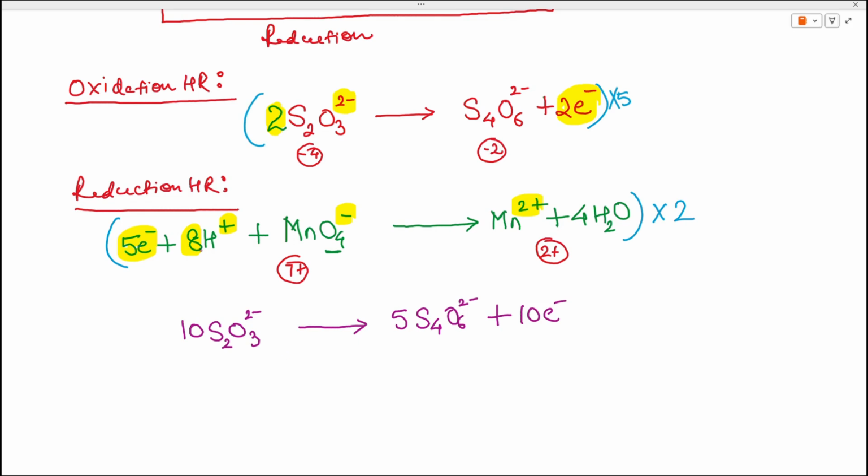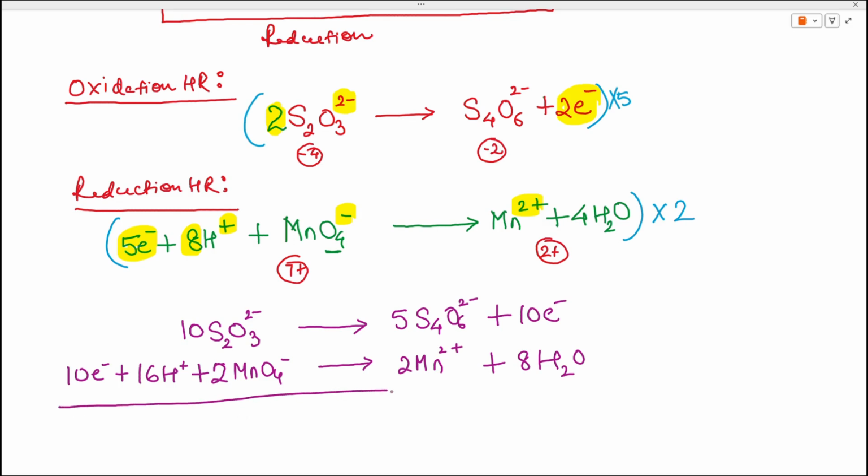And now we are going to multiply the reduction half reaction by 2 and write it down. So we have 5 times 2, 10 electrons, plus 8 times 2, 16 H positive, plus we only have 2 MnO4 with a negative charge, and on the right hand side we have 2 Mn with a 2 positive charge, and 4 times 2 is 8 water molecules.